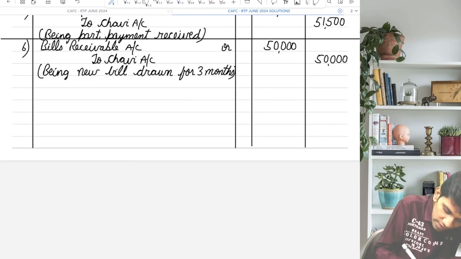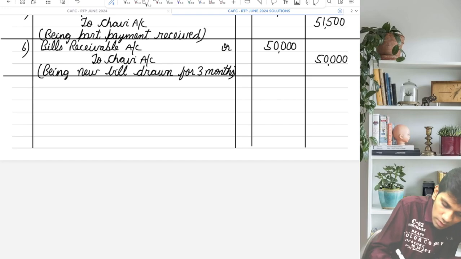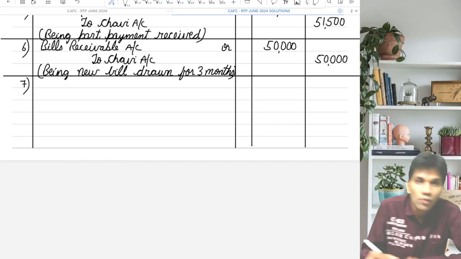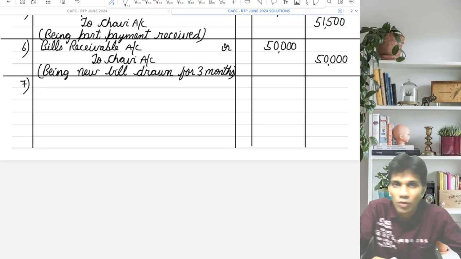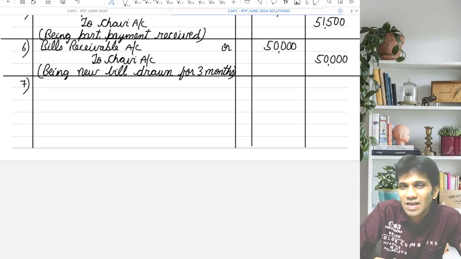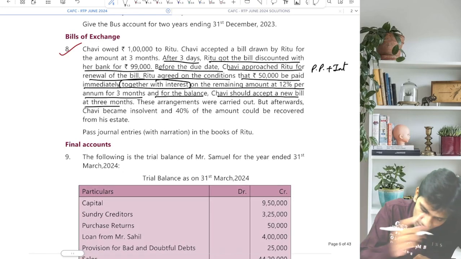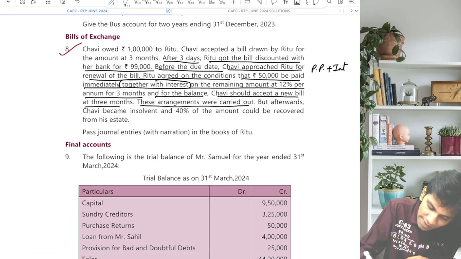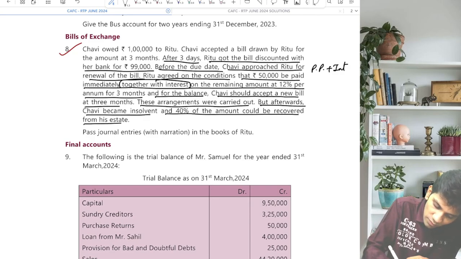So guys, bills of exchange is a very student friendly topic. Here you will have one advantage. I'll tell you some important points for bills of exchange, but let me finish this sum first and then I'll discuss in 1 minute. So after this what happens? These arrangements were carried out, but afterwards Chavi became insolvent and only 40% of the amount could be recovered from his estate.